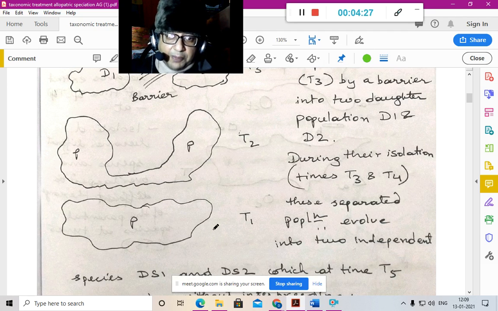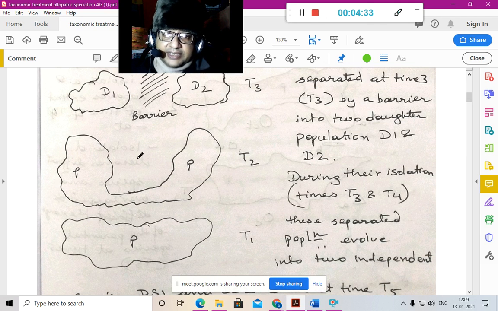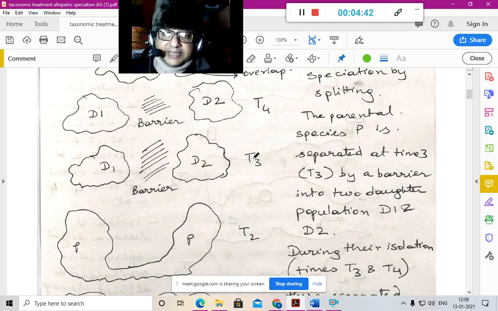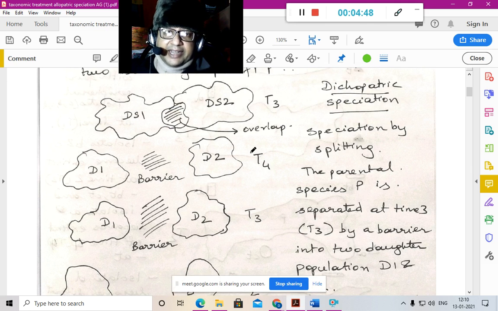This is one whole population in one area at time t1. Then gradually a barrier is trying to form over here. The populations are trying to become separate, but still there is a connection in between. Then the barrier forms at time t3, so d1 and d2 become separated. Time passes, and at time t4 two different species, species 1 and species 2, have formed. Now they have a region of overlap, but still they don't mate with each other. They have become two different species. This type of speciation is known as dichopatric speciation.